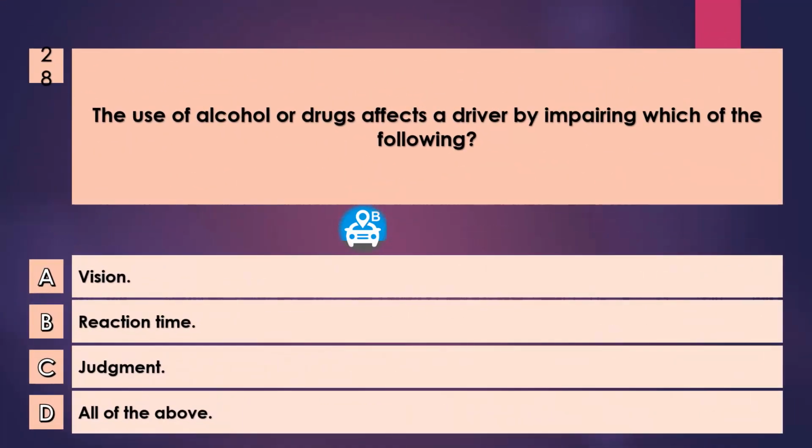The use of alcohol or drugs affects the driver by impairing which of the following? A. Vision. B. Reaction time. C. Judgment. D. All of the above.